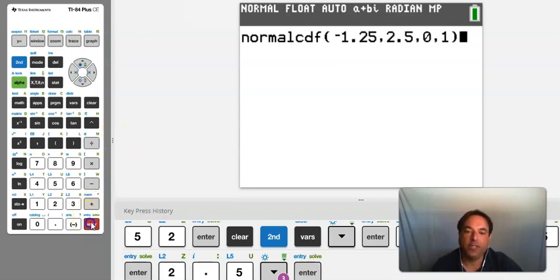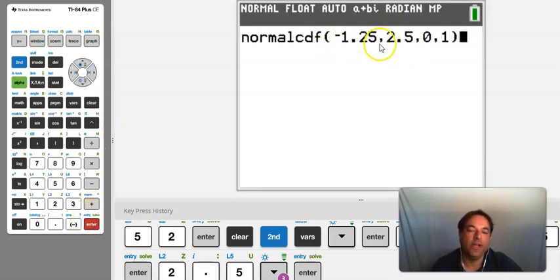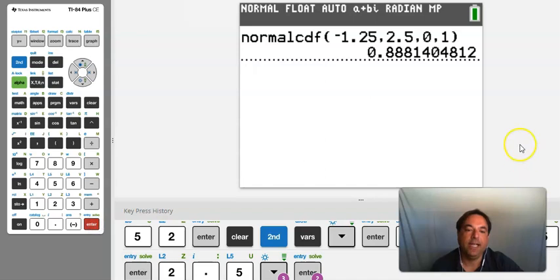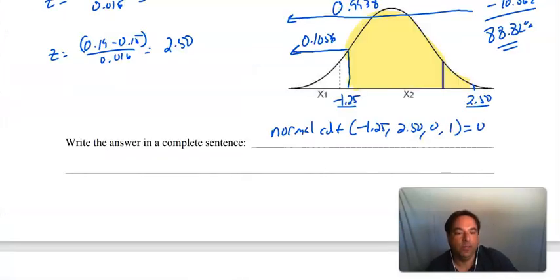Or if you have the older form of the calculator, you would put negative 1.25, comma, 2.5, comma, 0, comma, 1. And you get 0.8881, all of which give you very close answers all three ways.